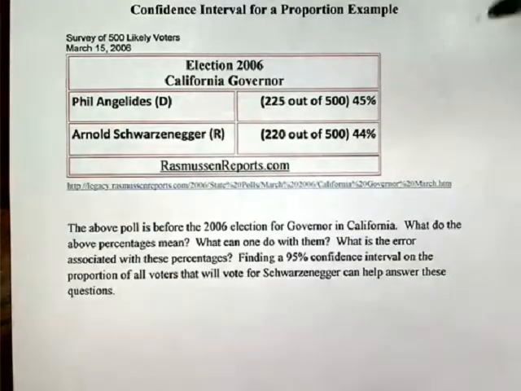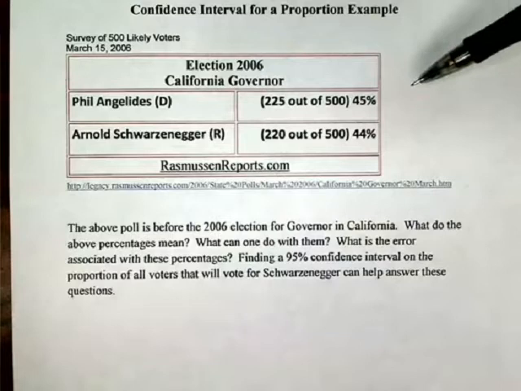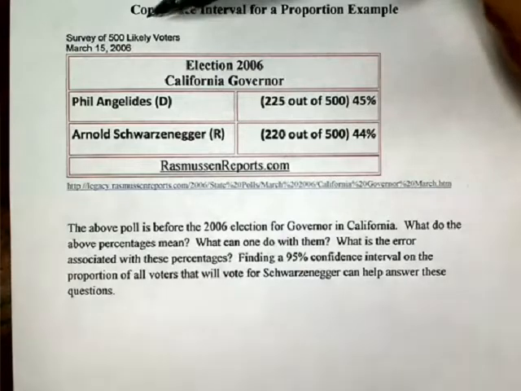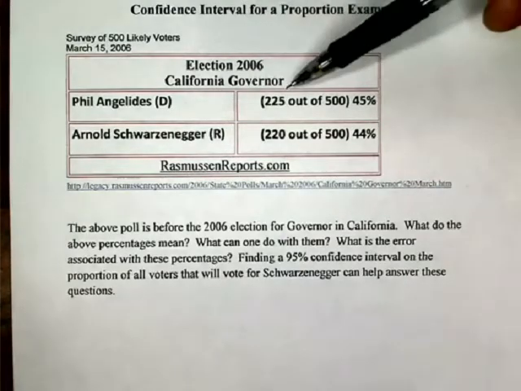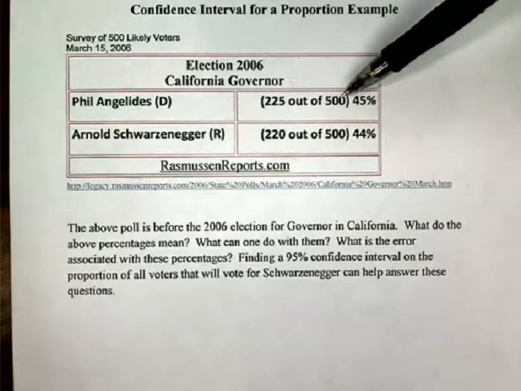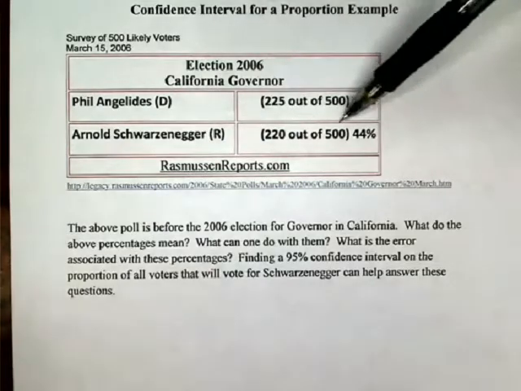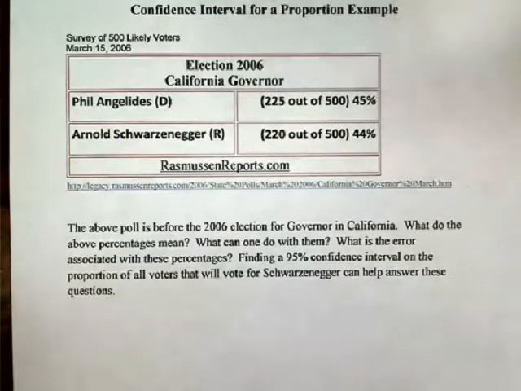But this is an older election, 2006, the California governor race. Now, this is a poll before the actual election, but 500 likely voters were polled, and 225 out of the 500, or 45%, would say they'd vote for the Democrat Phil Angelides, while 220 out of the 500, or 44%, said they would vote for Arnold Schwarzenegger. By the way, here's a website if you want to check out some more of this polling information.